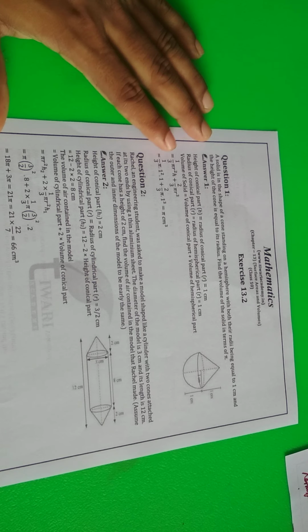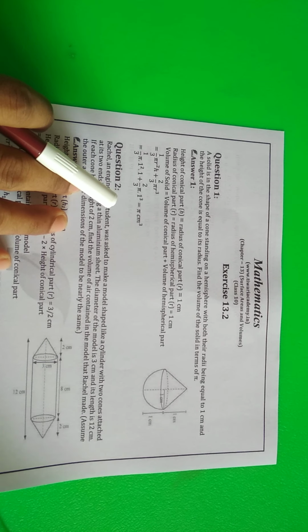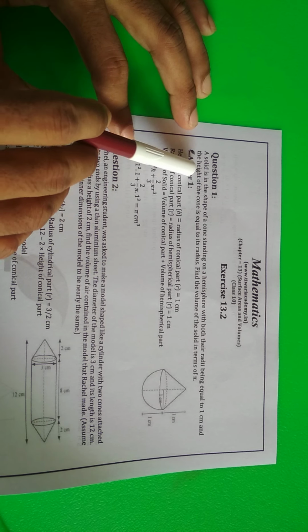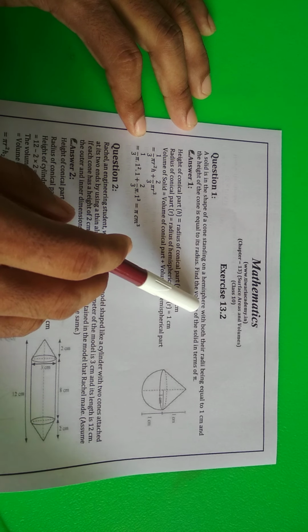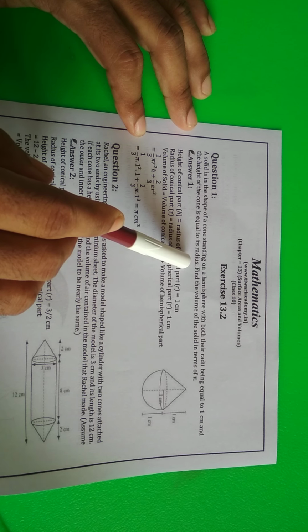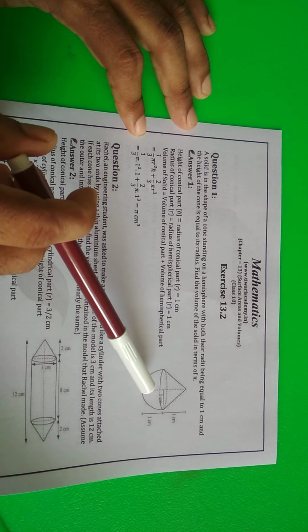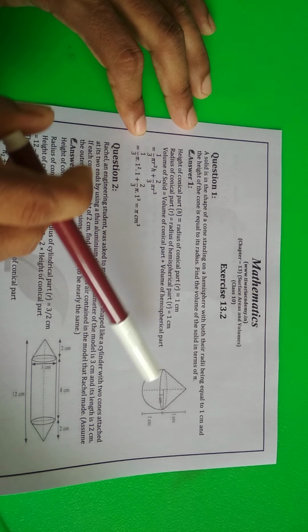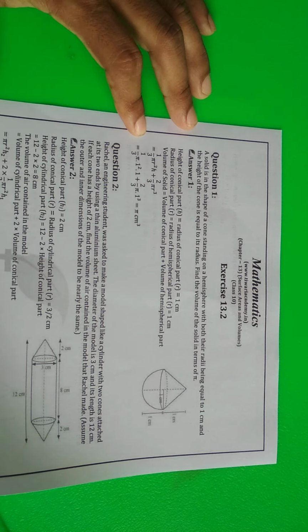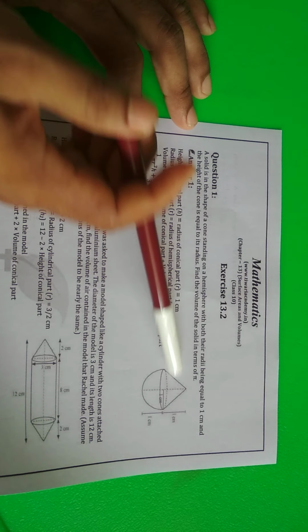We will start with exercise 13.1. Exercise 13.1, question number 1. If you see this question, what does this question say? A solid is in the shape of a cone standing on a hemisphere with both its radii being equal to 1 centimeter. The height of the cone is equal to the radius. Find the volume. It's specifically mentioned a hemisphere. A cone is standing on a hemisphere. Hemisphere is there, on the top of it, cone is there. Clear? The radius of the hemisphere is 1 centimeter and the height of the cone is given as 1 centimeter.